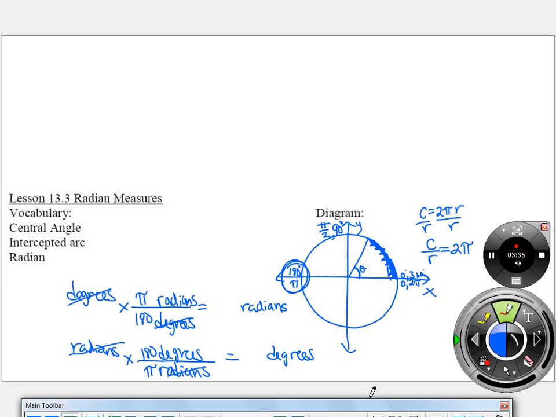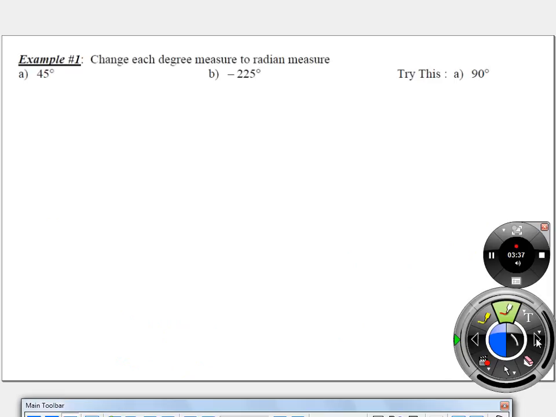So the first thing we're going to look at is just converting them. We're going to change each degree measure to radians. For part A, we have 45 degrees. So I'm going to multiply that by some amount of radians over degrees, and remember, the ones I knew were equal were pi to 180. So 45 happens to go into 180 4 times, and the degree measurement will cancel out, and I will be left with pi over 4 radians.